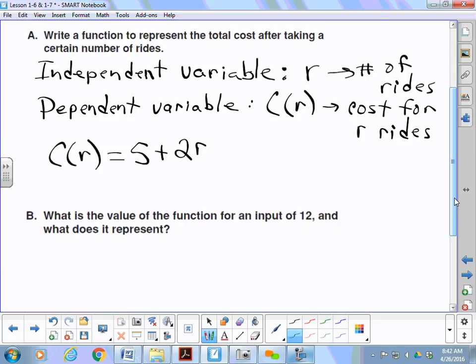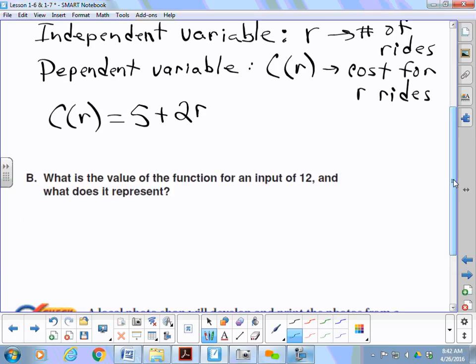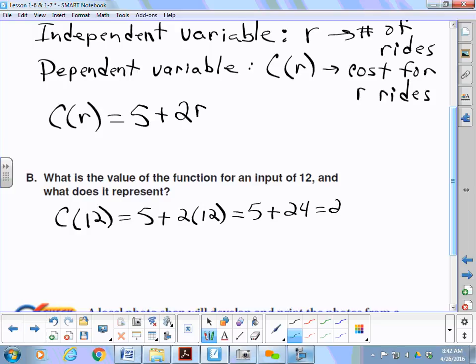So it says, what is the value of the function for an input of 12? All right, input is what? What does input refer to? Okay, R, the number of rides, and what does it represent? So we're not only going to find the number, we have to write a sentence that tells what it means. C of 12 equals 5 plus 2 times 12. So 5 plus 24 is 29.